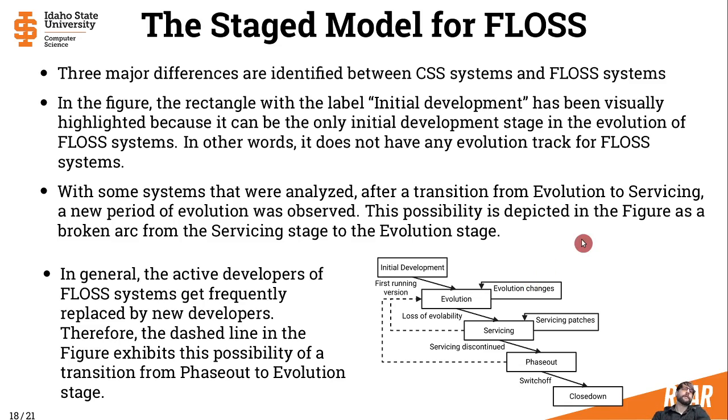Additionally, there was a notion for FLOSS, a stage model for free, libre, open source systems. Well, it hasn't actually been visually highlighted, but three major system differences are identified between closed source and FLOSS systems. The figure's initial development stage is not actually visually highlighted, but it's the only initial development stage in the evolution of a FLOSS system. There's only one.